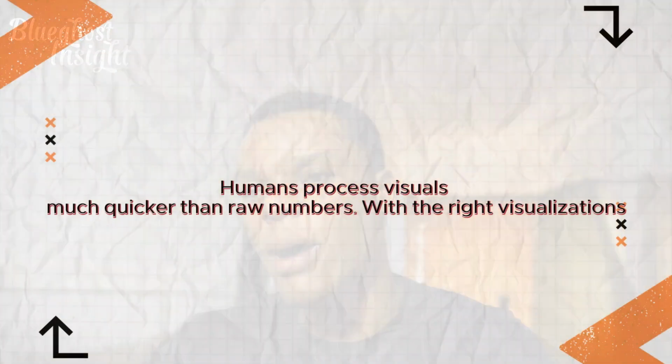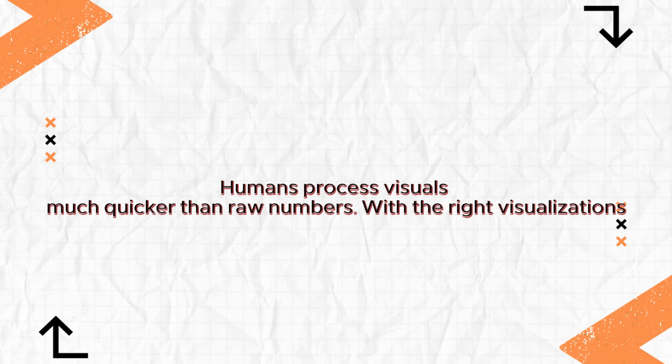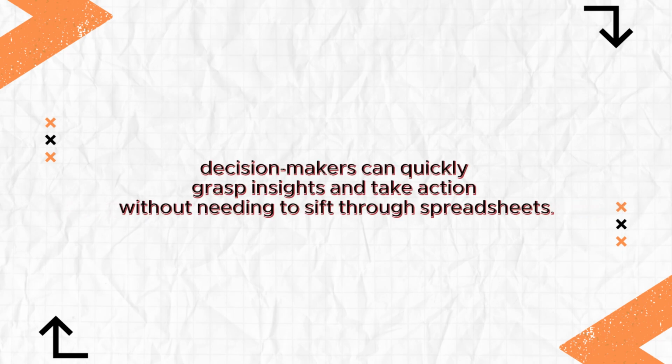Second importance is faster decision making. Humans process visuals much quicker than raw numbers. With the right visualization, decision makers can quickly grasp insights and take action without needing to sift through spreadsheets. Faster decision making makes it easier for people, analysts, to understand that particular number or that data and to take the necessary decision as quickly as possible.